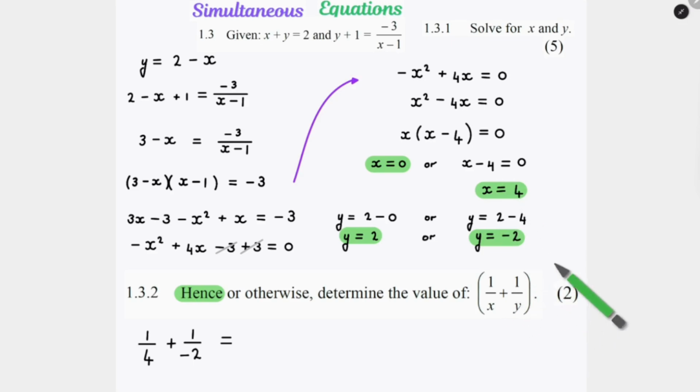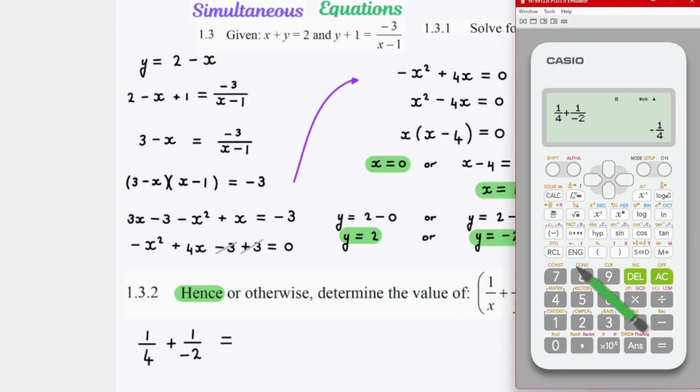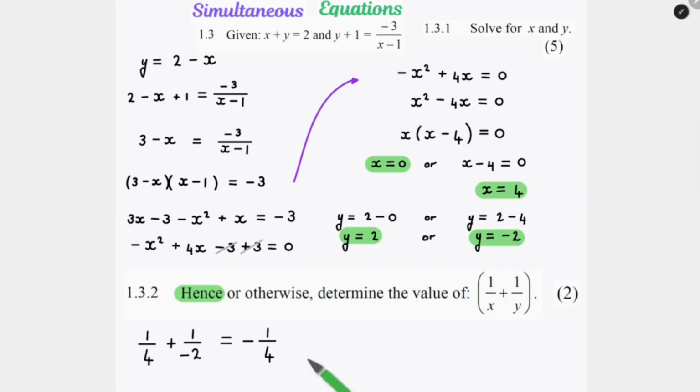So you see this x, I change it to a 4 there, and then you see this y, I change it to a negative 2 there, and then we're going to put that in our calculator quick. Okay, so we just go ahead, type that in, and we get minus a quarter. So there's our first value of the expression. Now if we try the other pair of answers, the x equals 0 and the y equals 2, something funny is going to happen. So if I put them in there, I'm going to get 1 over 0.